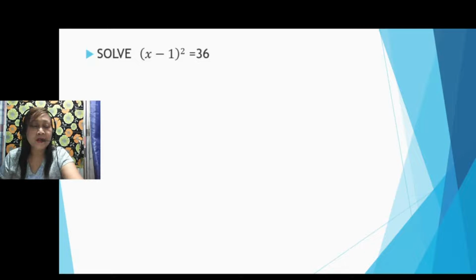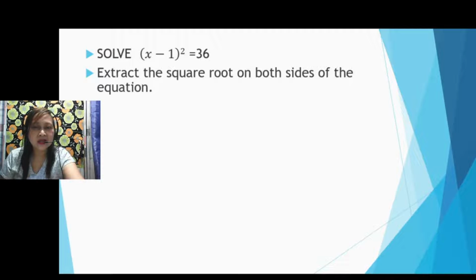And now let us proceed to the next example. I guess this is our final example. I want you to observe the given example, class. So we have now the quantity of x minus 1 raised to the power of 2 is equal to 36. So how are we going to solve this? We will extract the square root of both sides of the equation.